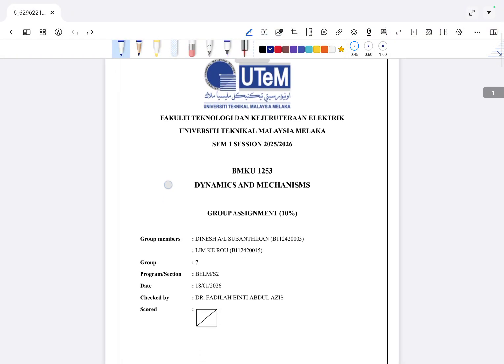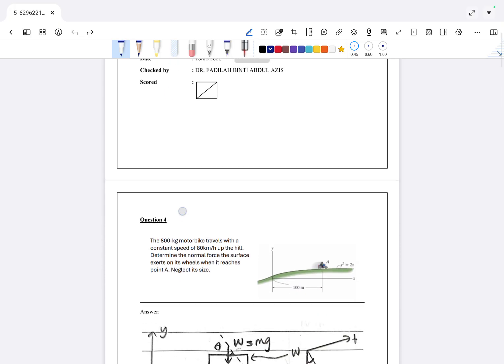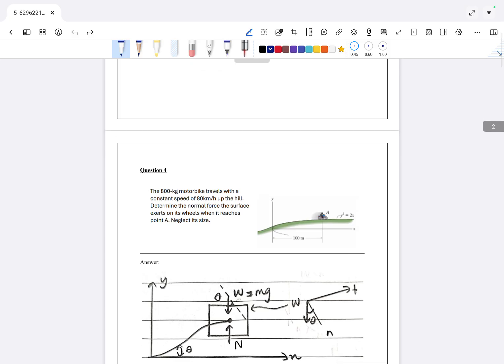We are from group 7 and we are going to present question 4, question 7 and also question 11. So let's see question 4.